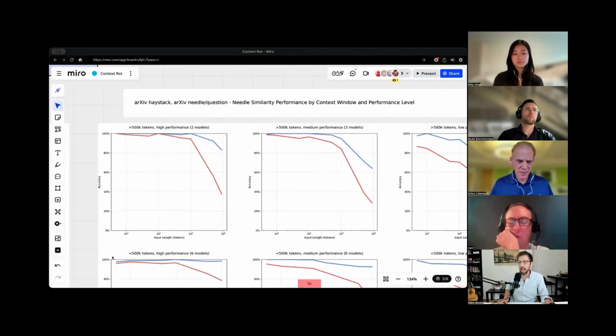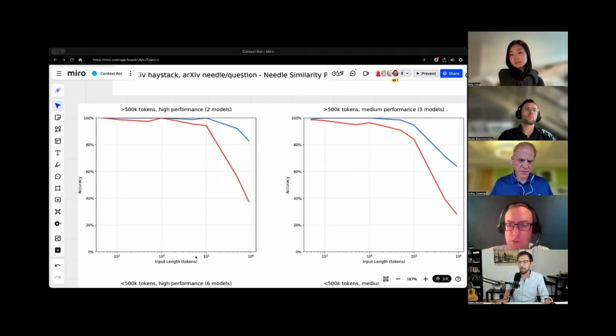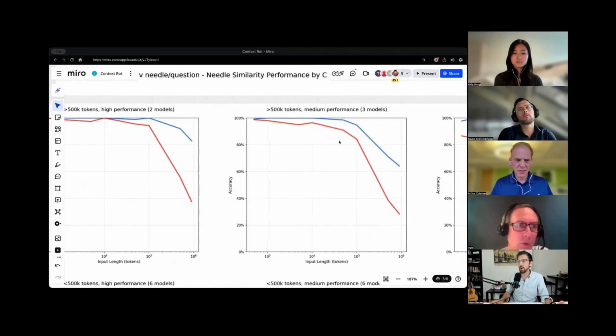You could see that as you increase the input length, from 1,000, 10,000, by the time you get to 100,000 tokens, even the highly similar needle and question start to degrade. Now, it certainly degrades if they're not even all that similar. If they're not all that similar, it's a very fast drop. Even worse for medium performant models.